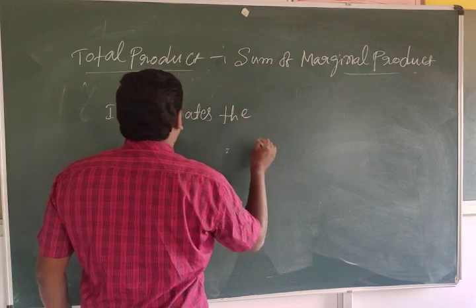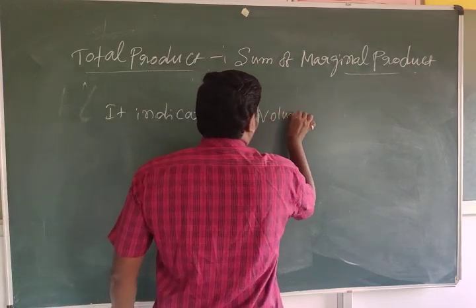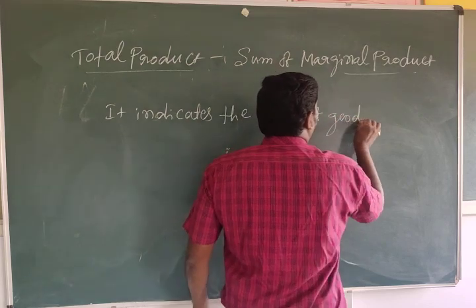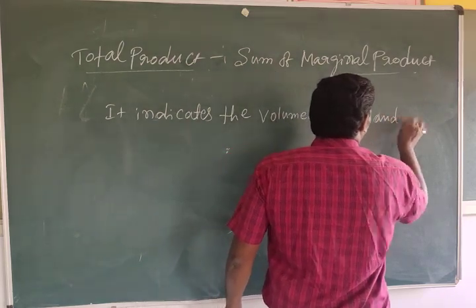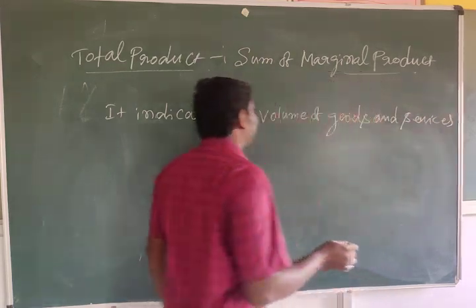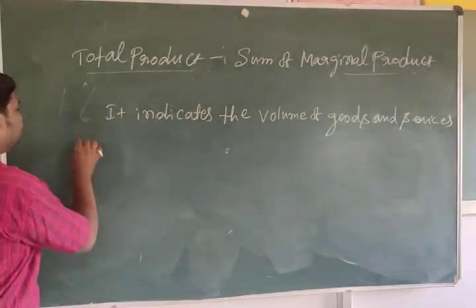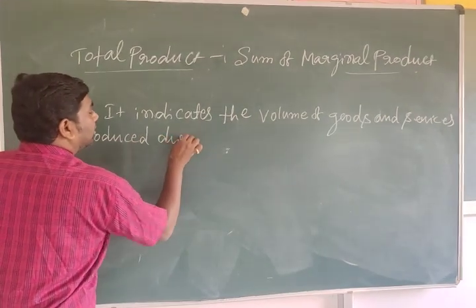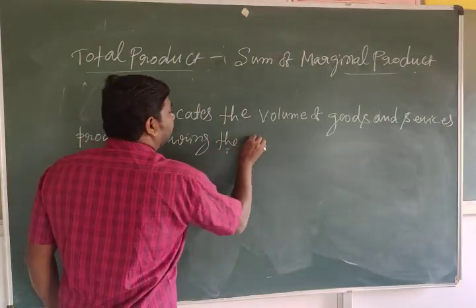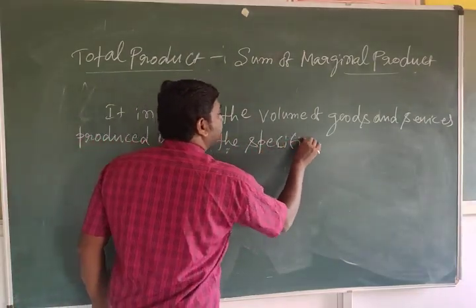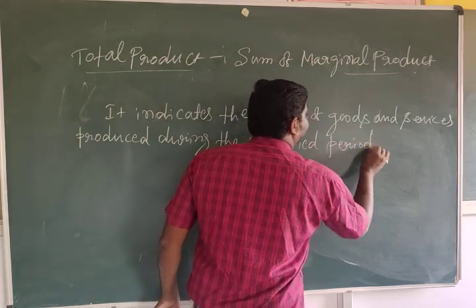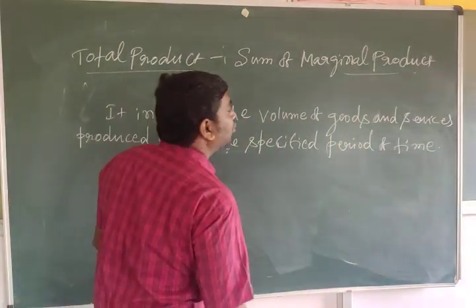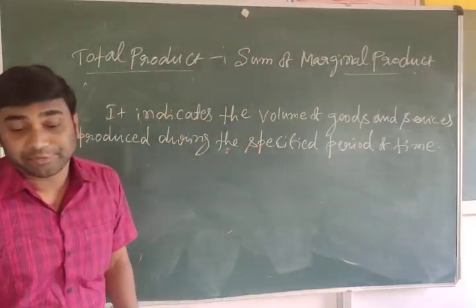It indicates the volume of goods and services produced during the specified period of time. Total product indicates the volume of goods and services produced during the specified period of time.